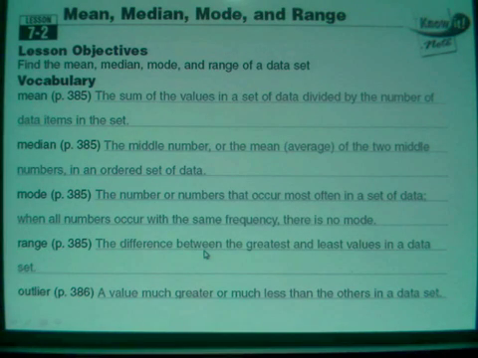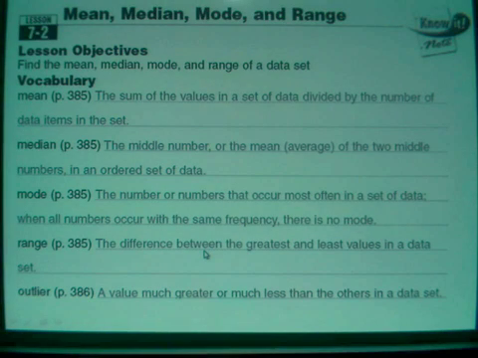Mode is the number or numbers that occur most often in a set of data. When all numbers occur with the same frequency, there is no mode.